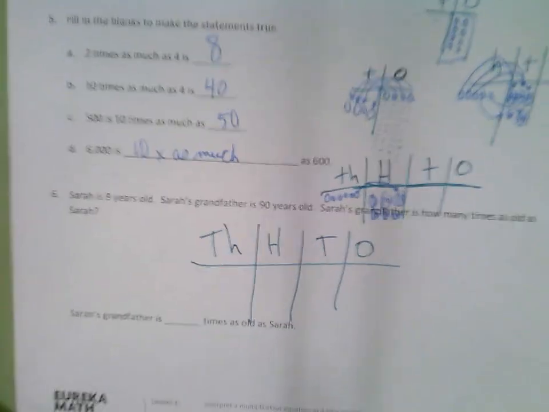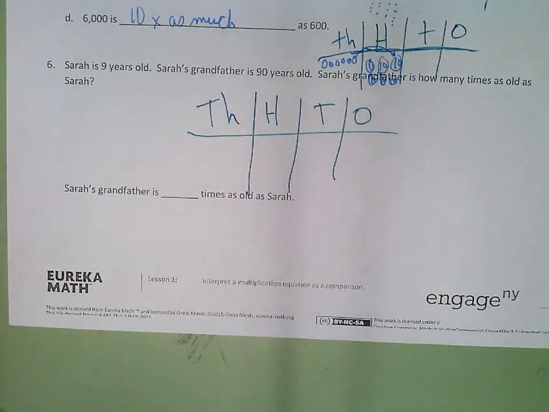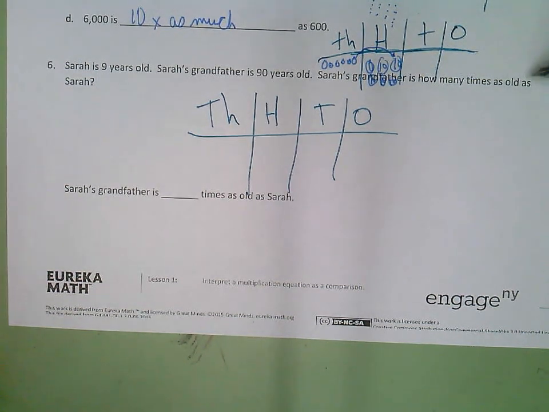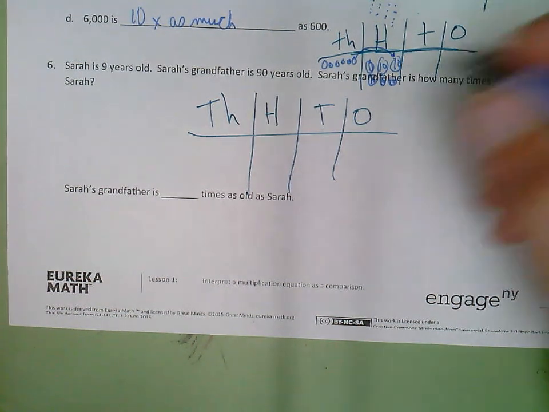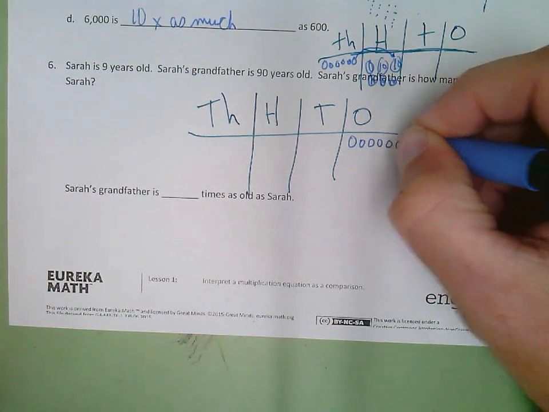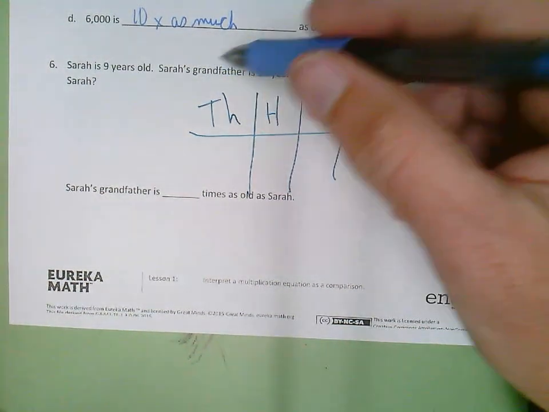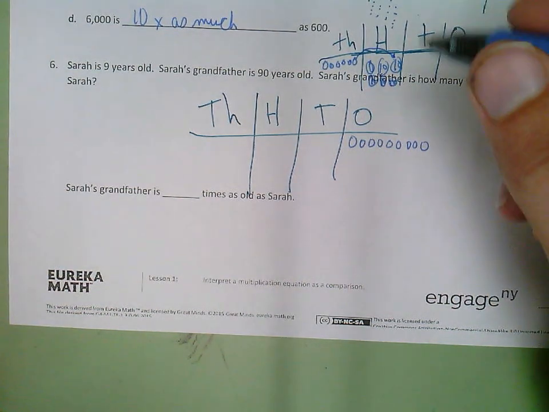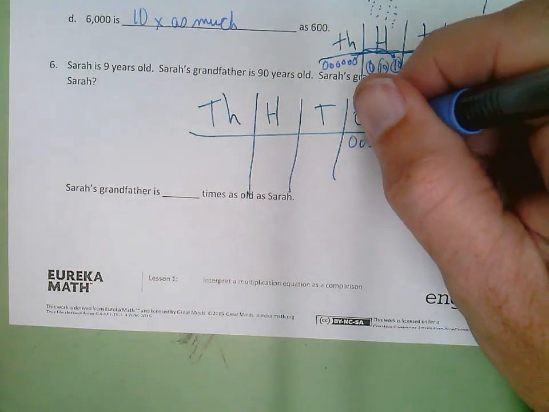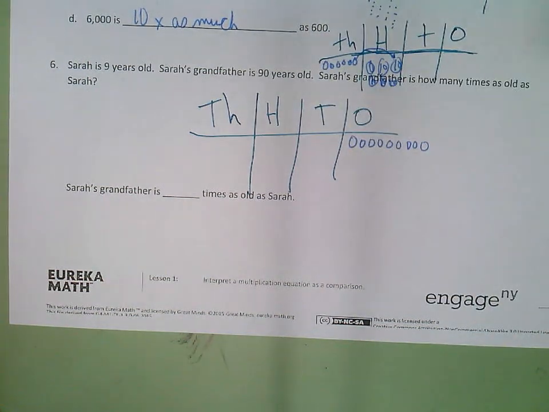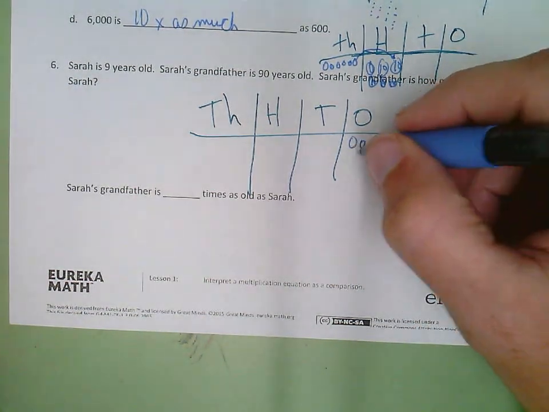And the last one, Sarah is 9 years old. Sarah's grandfather is 90 years old. Sarah's grandfather is how many times as old as Sarah? So Sarah is 9. 1, 2, 3, 4, 5, 6, 7, 8, 9. And her grandfather is 90 years old. To go from our 9 ones to 90, well, that's 10 times more. So we just multiply that by 10.